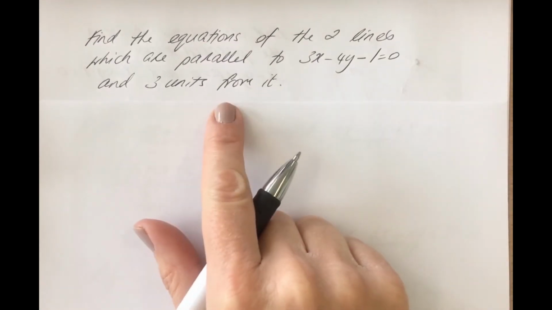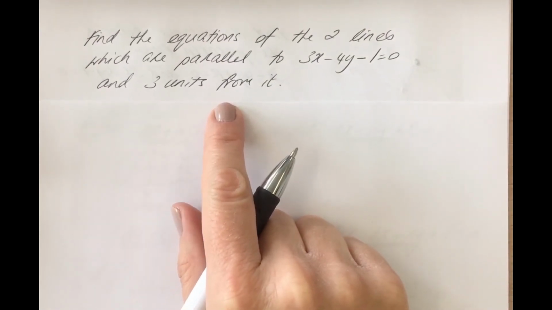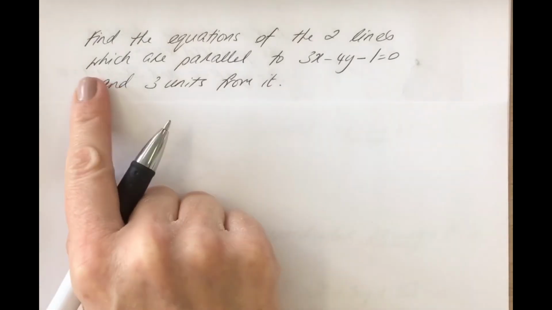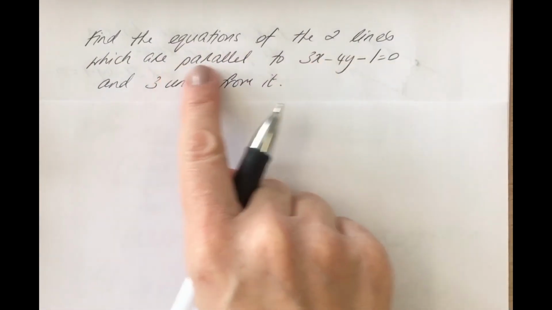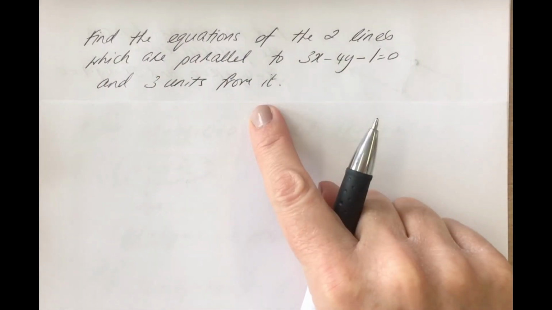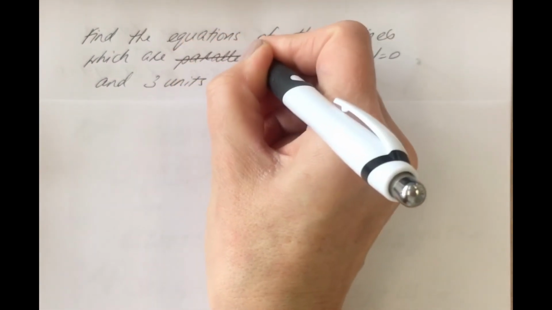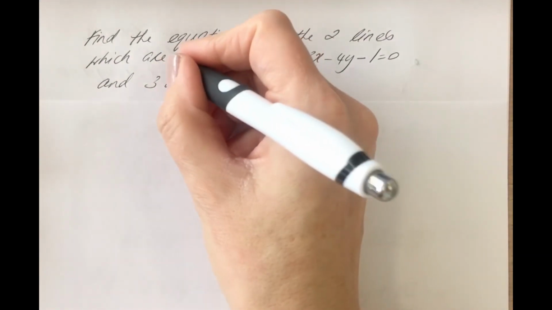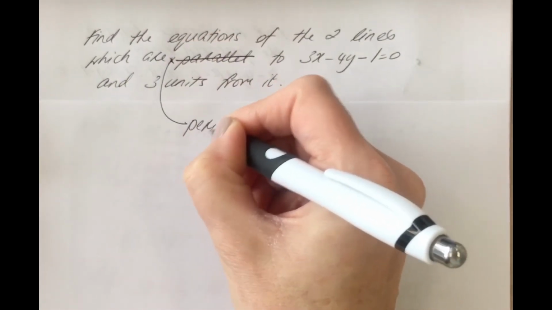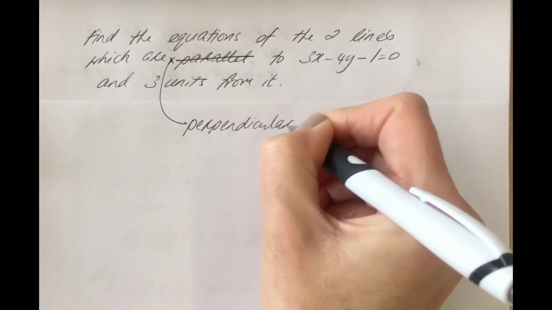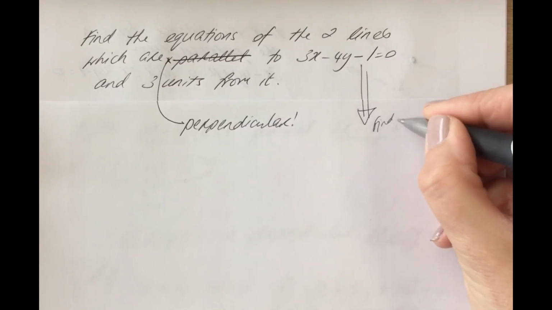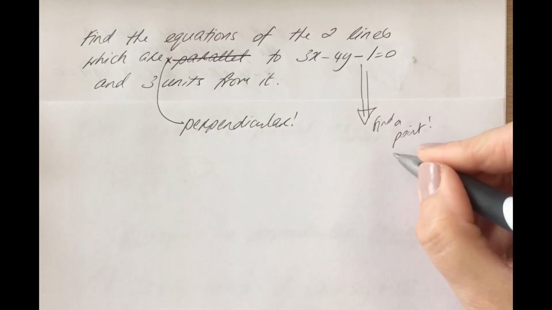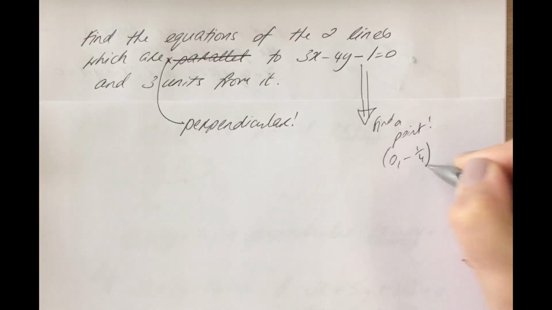Okay, so I just want to go back to that example again one last time, because let's say in this question that we dealt with before, where it asked us to find the equations of the two lines parallel to this line, 3 units from it, let's say they didn't ask for them to be parallel, but instead they asked for the two lines that are perpendicular. So what we would do in that case is, just like before, you'd need to find the point on this line, which we did do, and we got 0, minus 1/4. So there's our point.